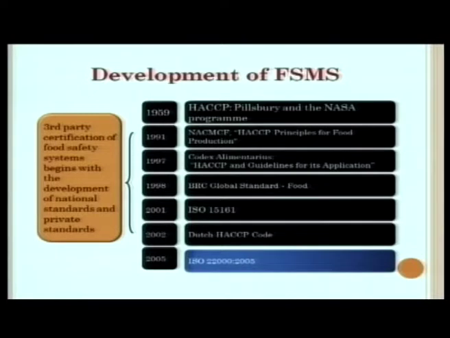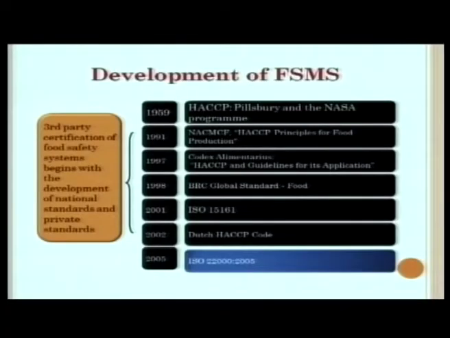That was the first, BRC, the British Retail Consortium Global Standard on Food. This was initially published in the year 1998, which was a private standard for the consortium of the retailers of Britain, and if the suppliers want to sell the material in the UK market, they need to comply with the BRC standard. In the year 2001, ISO 9000 was supplemented by another document, ISO 15161. It was a guidance document for the food and drink industries for implementation of ISO 9001.